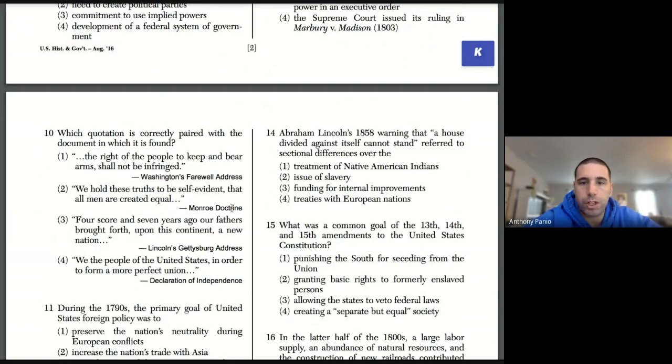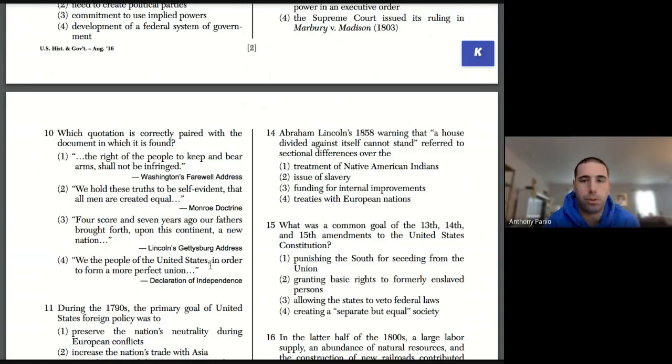Number 10, which quotation is correctly paired with the document in which it's found? This is a pretty tricky question, I think. You kind of have to hear it out, and then you have to see, does this relate to the topic we're talking about? So let's start with number 1.